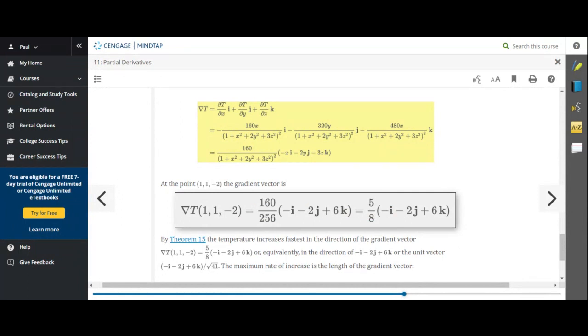And so the temperature increases fastest in the direction of that gradient vector.